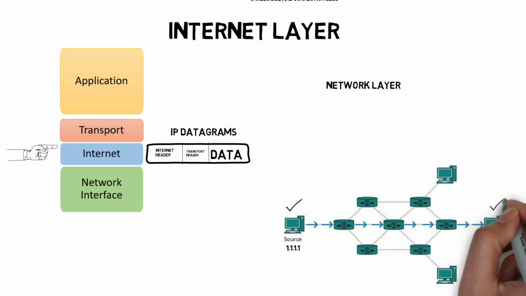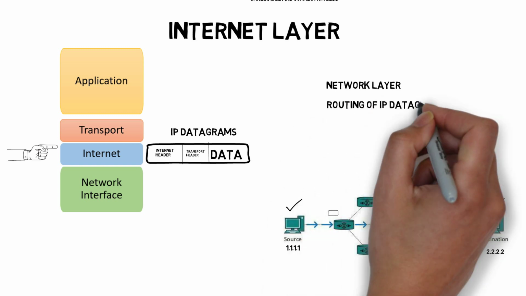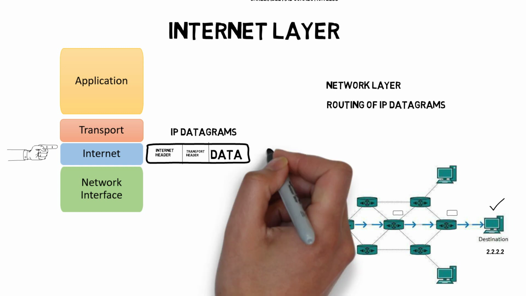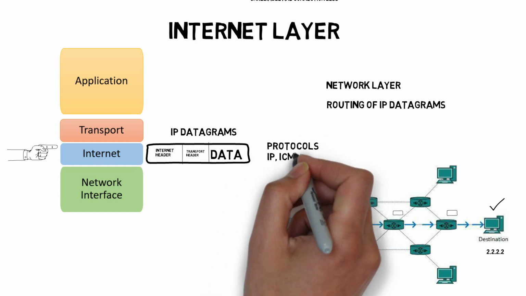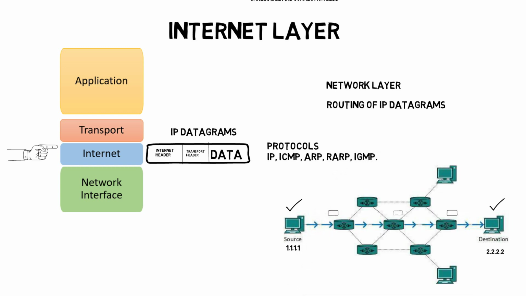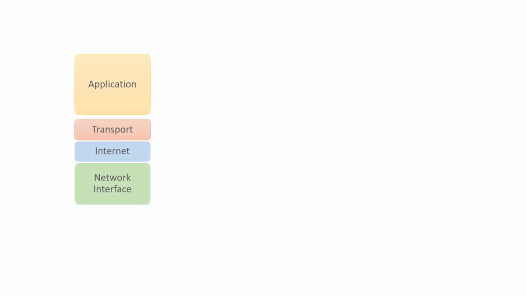The main purpose of this layer is to organize or handle the movement of data over the network. You can say it is responsible for routing of IP datagrams. The main protocol used in this layer is IP. The other protocols included are ICMP, ARP, RARP, and IGMP. The internet layer receives the data from the transport layer when sending the data and receives the data from the network interface layer when receiving.